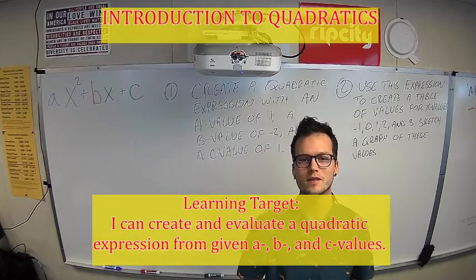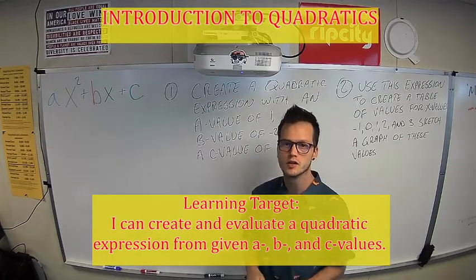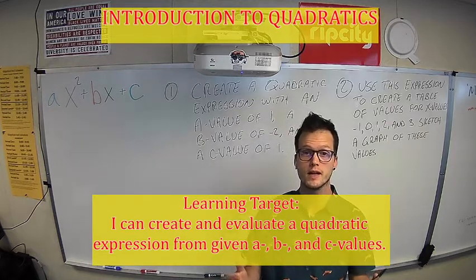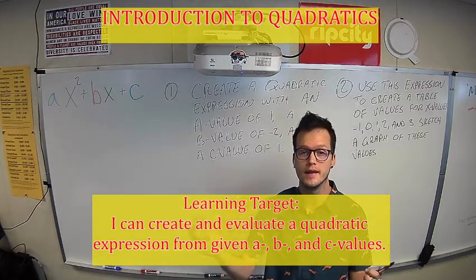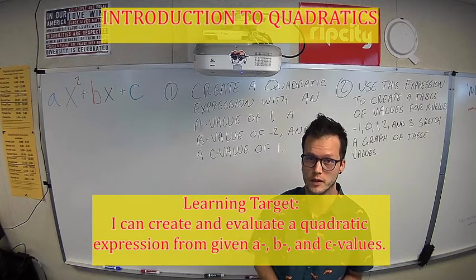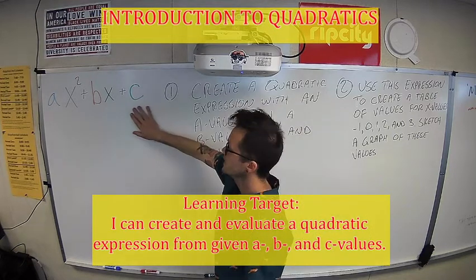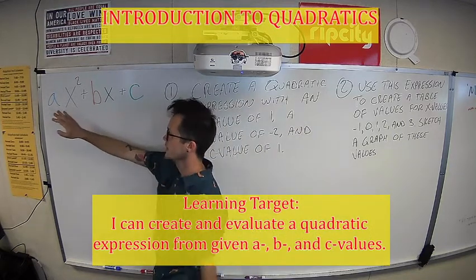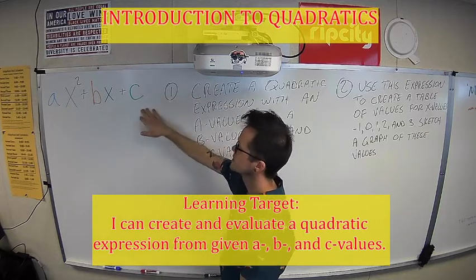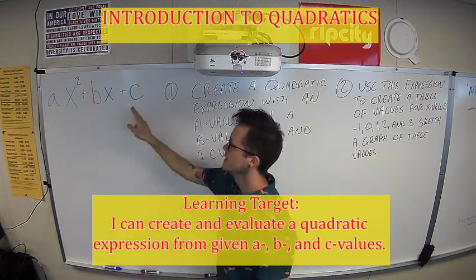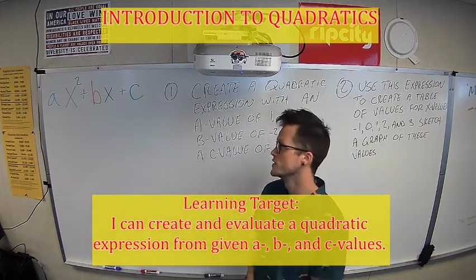What's up, team? Today we're talking quadratics. Short introduction. Today we're going to talk about how to create a quadratic given an a, b, and a c value, and then how to evaluate it and what a graph may look like. So first of all, this is what a general quadratic looks like. We have ax squared plus bx plus c, where a, b, and c are all real numbers.